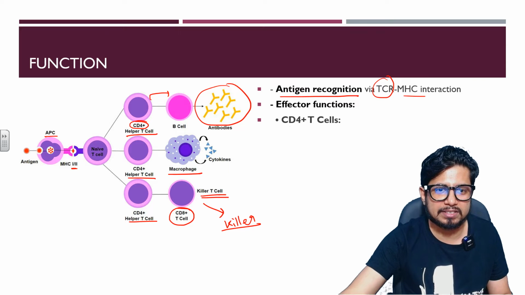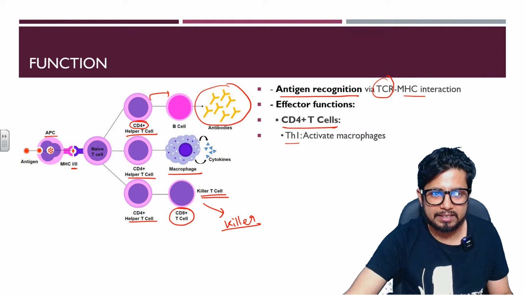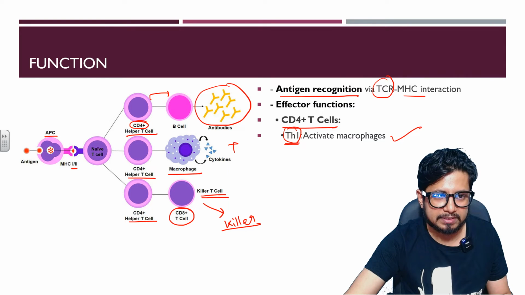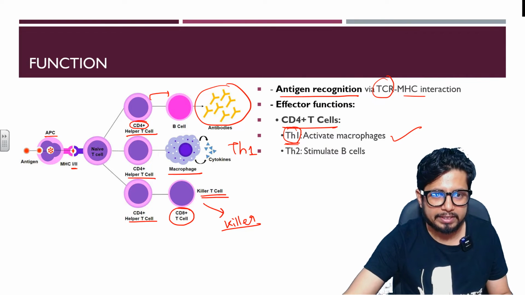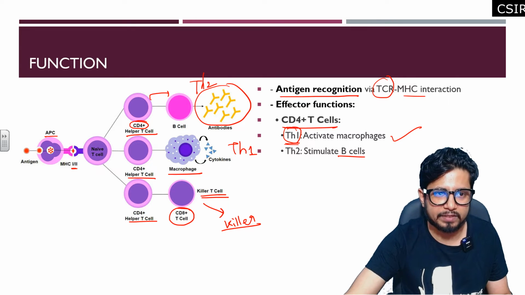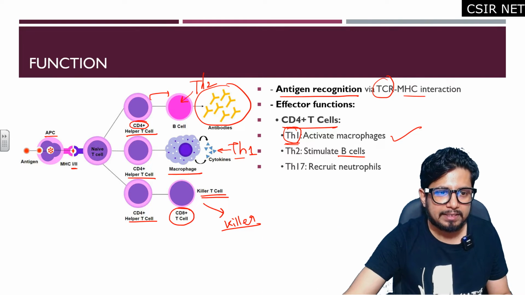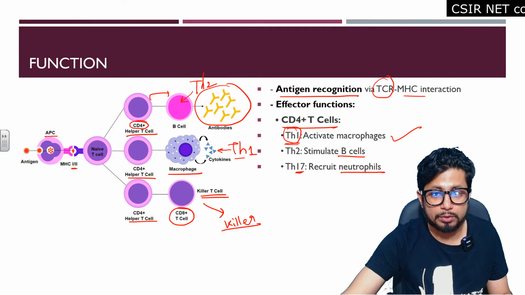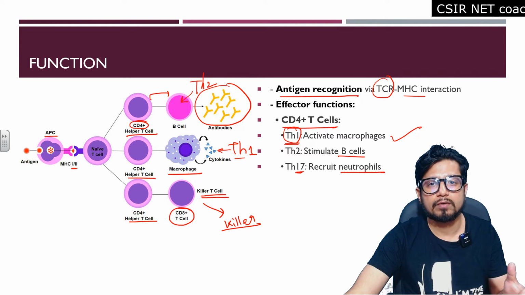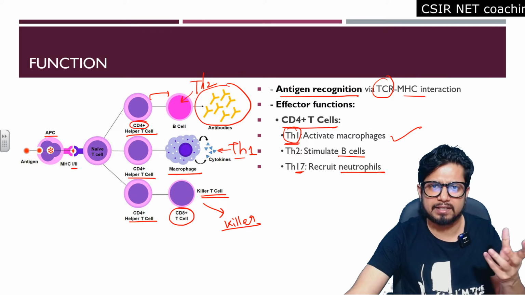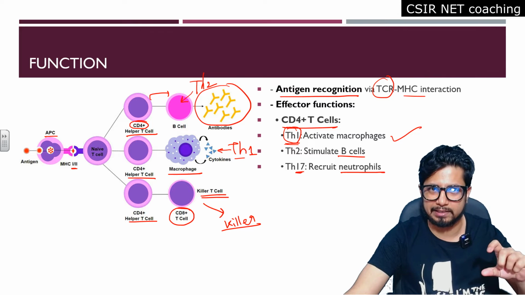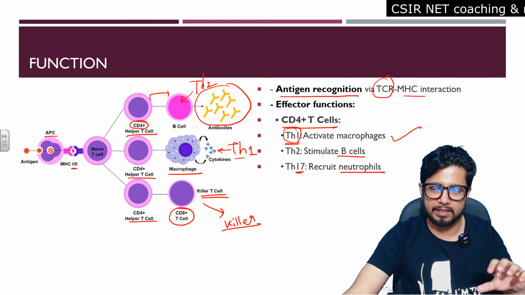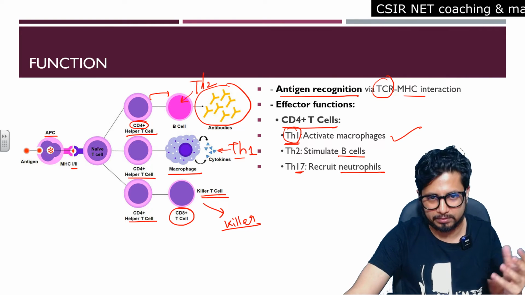So the effector function of CD4 plus T cells is either T helper 1, which activates macrophages. So if it activates macrophages, that is T helper 1, or it can activate B cells, that is T helper 2. Remember, T helper 2 activates B cells, T helper 1 activates macrophages. Okay, while T helper 17 recruits neutrophils, and neutrophils are also phagocytic cells in our body, and they are the primary response cells that start affecting the pathogens or eating the pathogens at the beginning.